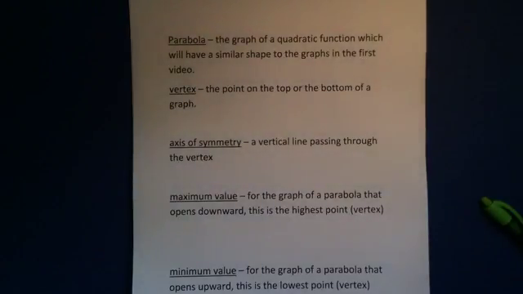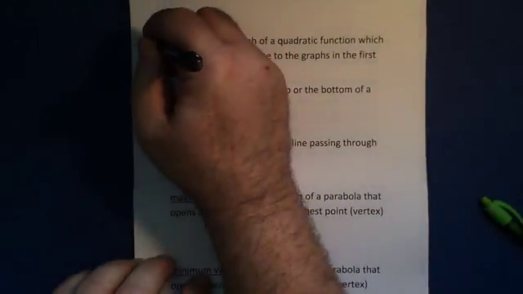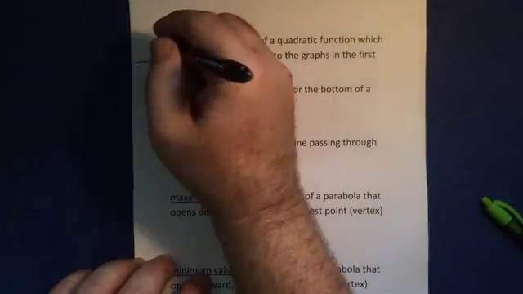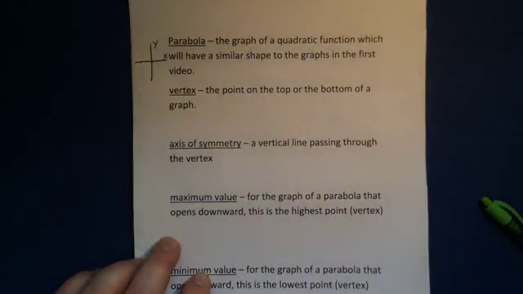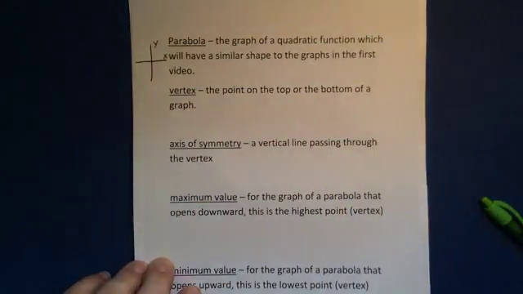So first off, we start with the definition of parabola, which I described, and we graphed three of them in the previous video. But a parabola is simply just the graph of a quadratic function, which will have a similar shape to the graphs in the first video. Well, by this, I mean it'll have generally one of two shapes. So here we have our x-axis and we have our y-axis here, and everything kind of graphed on the line here. But that's not always going to be the case.